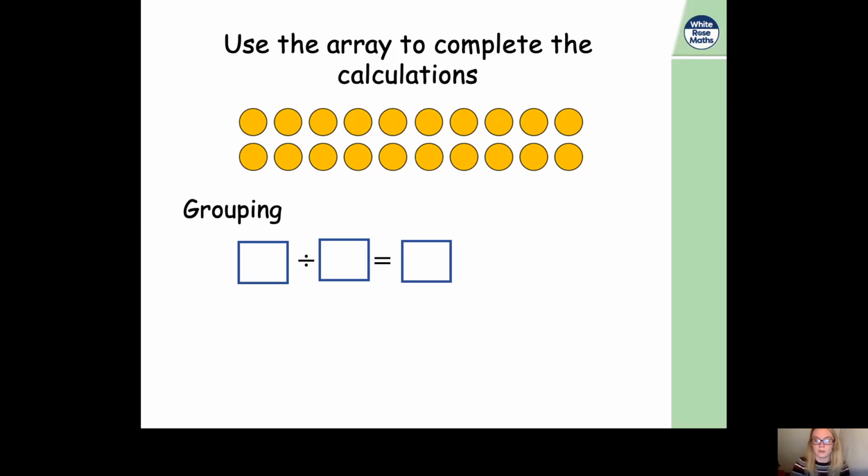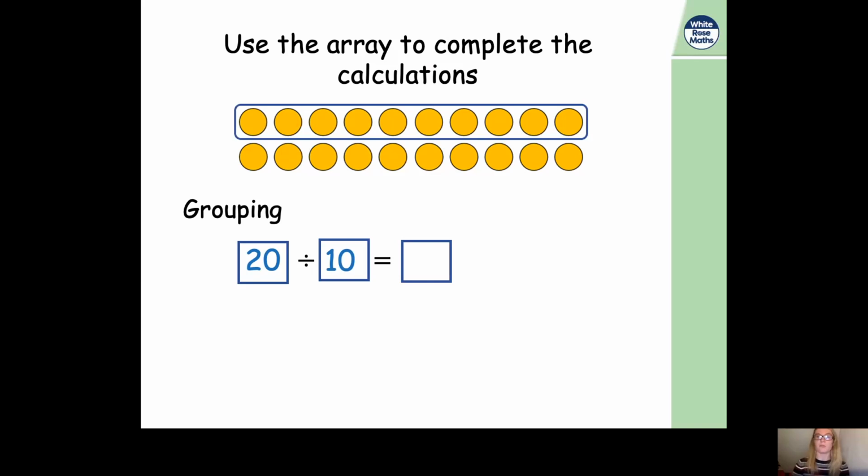Okay, so let's go through it together. How many counters did we have all together? Yes, well done. We had 20 counters. And I asked you to group them into tens. So 20 divided by 10, because we have 20 counters and we're putting them into groups of 10. And then afterwards, we need to find out how many groups we're going to make.